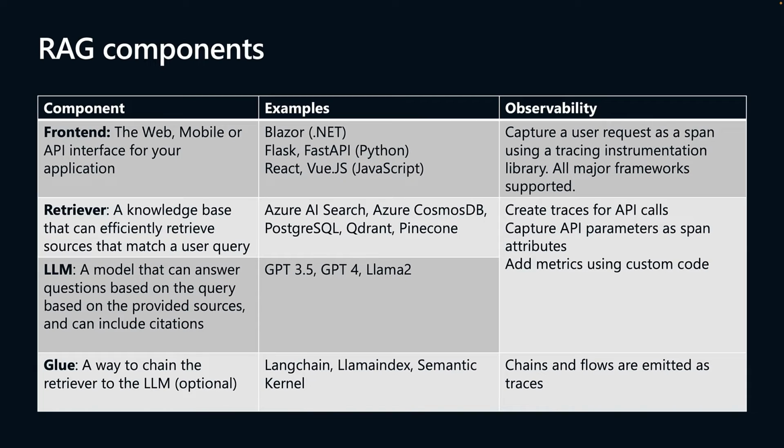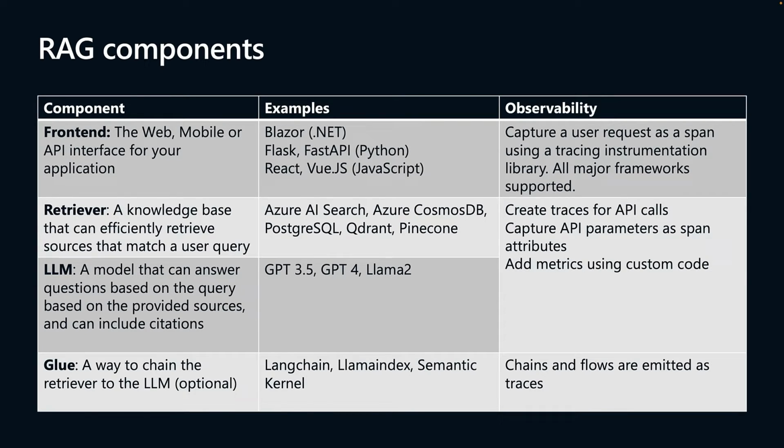Now, when you're looking at having observability in a RAG application, you need to think about a few different components, what you want to observe. So the user interacts with the interface. That could be a web interface, a mobile interface, or an API. So you've got the front-end component first. That could be in any stack. It could be .NET, Python, JavaScript, or even a combination of those.